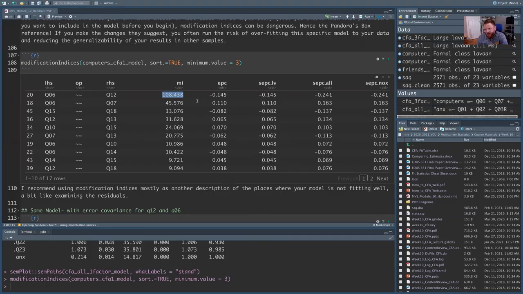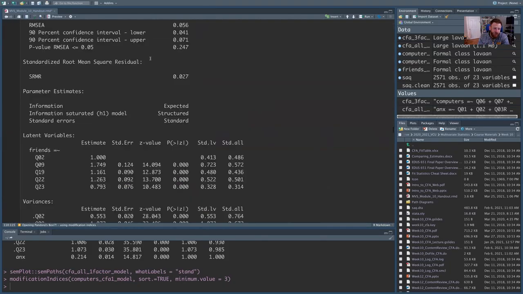I forget how many chi-square points we're looking at. I think we're in the 400s for this model. This is the computer's CFA1 model, I should say too. This is not the full model with all the items. This is the model up here. Let me scroll up.